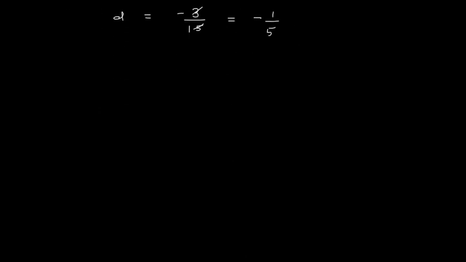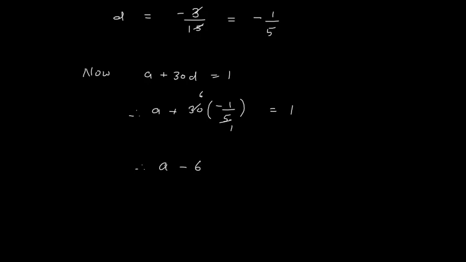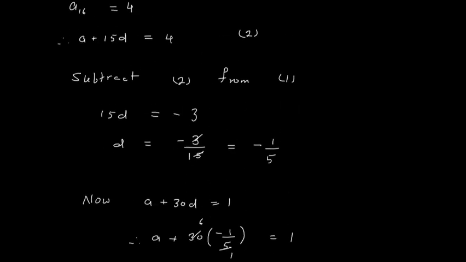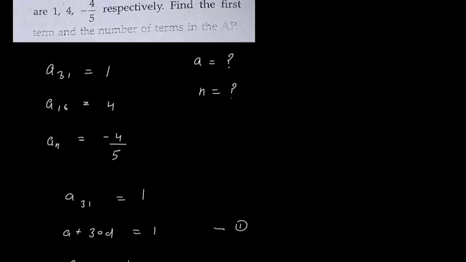Now A plus 30D is 1. From equation 1 you have A plus 30 times D is 1. So here I will put the value of D. So it is A plus 30 into minus 1 divided by 5, and this is equal to 1. Now 5 and 5, 5 6s are 30. So it is A minus 6, since 6 into minus 1 is minus 6. A minus 6 is 1. So therefore A is equal to 1 plus 6, and 1 plus 6 is 7. A is equal to 7. Okay, so we get the value of A as 7.